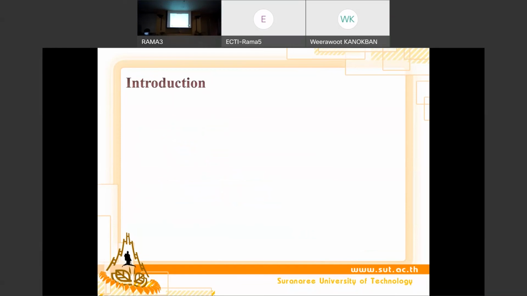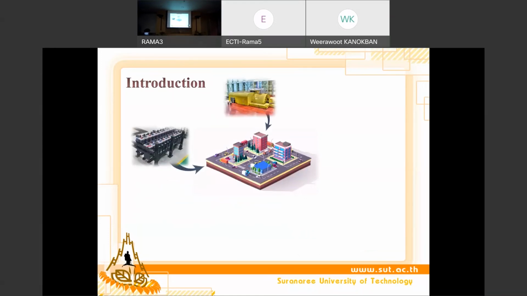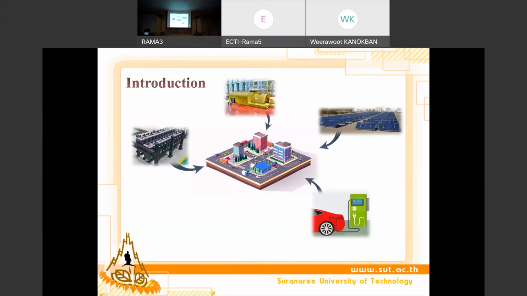So my introduction is, in this work, we assign an islanded microgrid to be a smart microgrid. It is comprised of battery energy storage system, solar power plant, and distributed generation. In this system, electric vehicles are also included in the microgrid as vehicle to grid, or V2G concept.